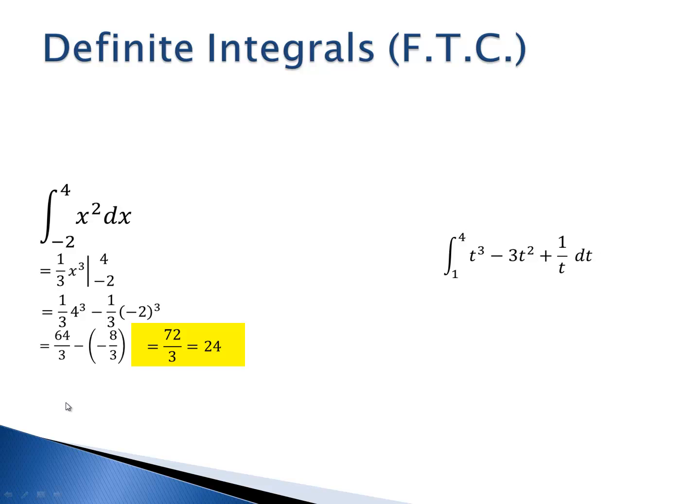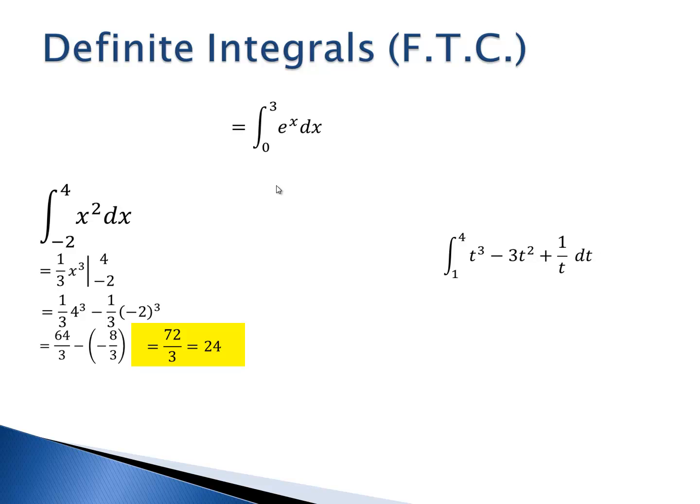Or again, if you want to think of this as the area under that parabola from -2 to 4, we'll do some area problems in a little bit, though. They'll have some pictures to go along with them. So 24 square units there, if you want to think of that as an area. Alright, next one, I think I said there'd be 3 of these here.